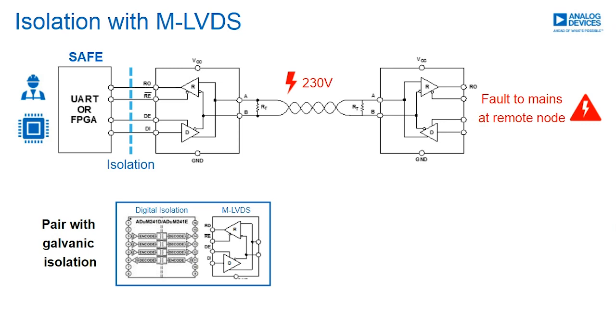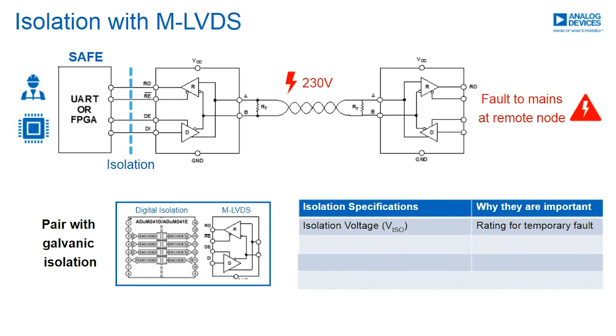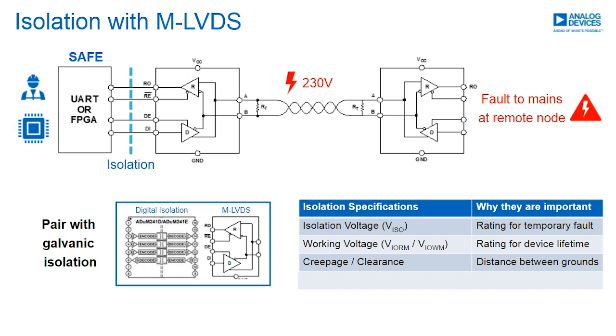And when doing this, there are a couple of isolation specifications to be aware of, and we'll just quickly run through them here. One is the isolation voltage, generally referred to as the VISO. This is an isolation rating for a temporary fault of up to 60 seconds during an overvoltage event. The working voltage, or VIOWM, is the rating for a device over the full lifetime of the isolator, typically in excess of 20 years. Creepage and clearance is the distance across the device package between the two isolated grounds. And the common mode transient immunity is a figure of merit for an isolator's immunity to noise.